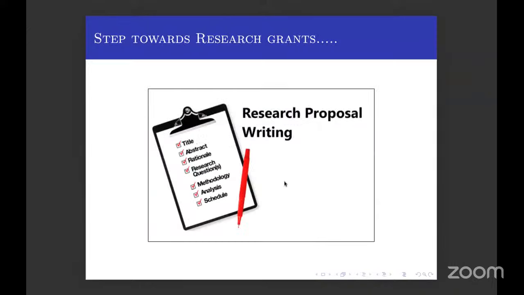So we will start learning how to write a research grant. Any research proposal should have all these things: a title, an abstract, rationale, research questions, that is the objectives, methodology, analysis, and schedule. All of these will be there while writing a project proposal.